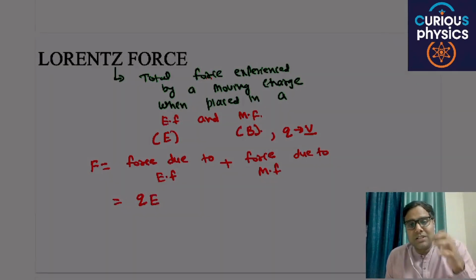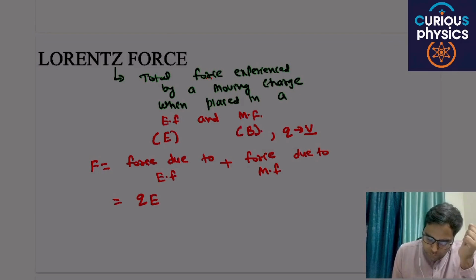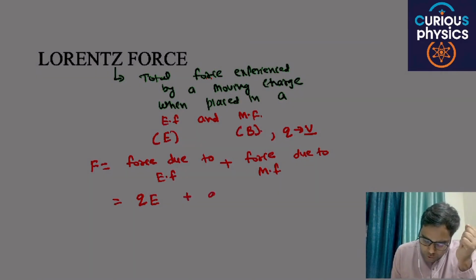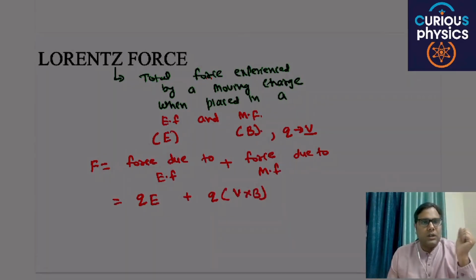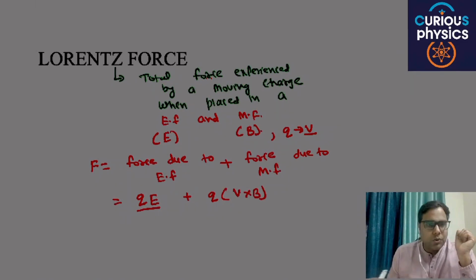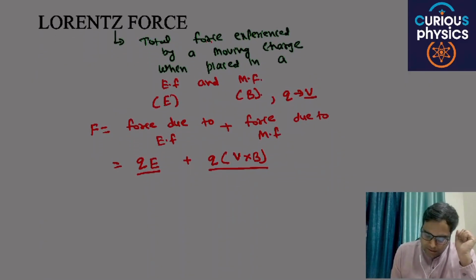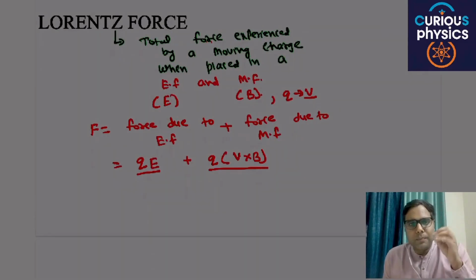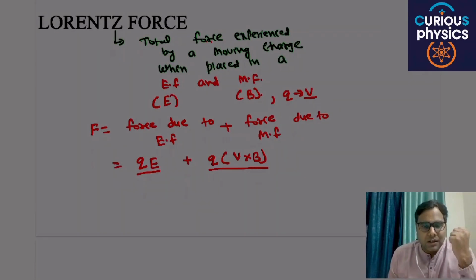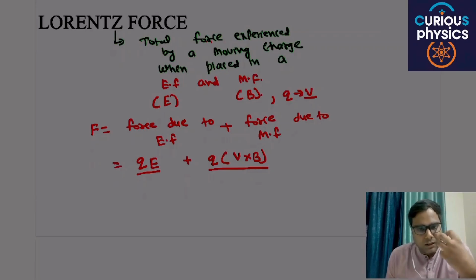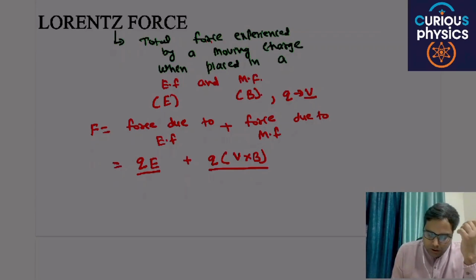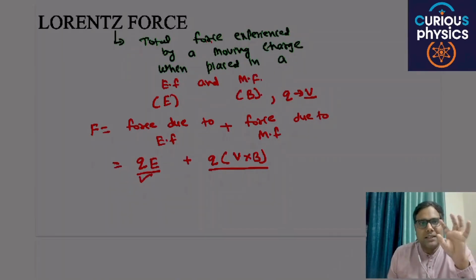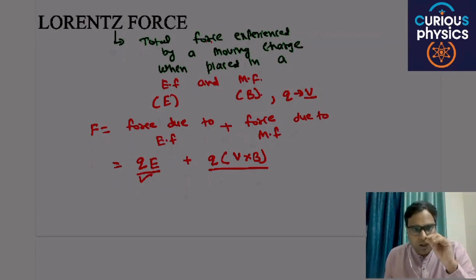As we know, the force due to electric field will be Q into E, because force per unit charge is equal to electric field, and the force due to magnetic field will be Q into V cross B. This is the force due to electric field and this is the force due to magnetic field. In this chapter the focus is on the magnetic force. We have studied the electrostatic force, or the force due to electric field, in chapter 1 and chapter 2. So here the main focus is on this magnetic force.